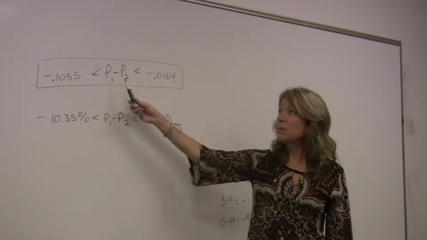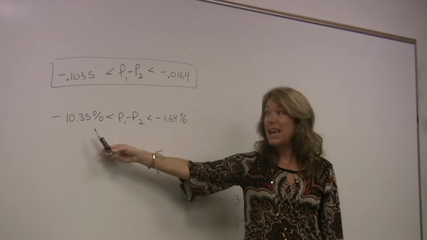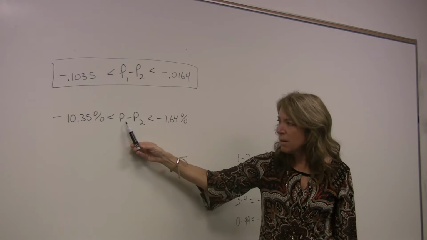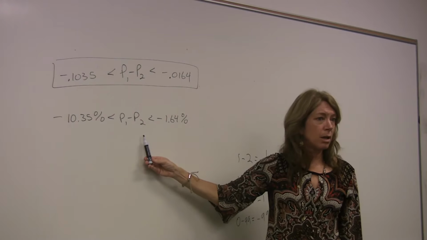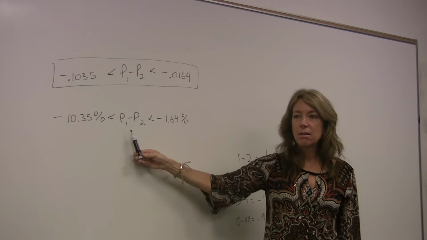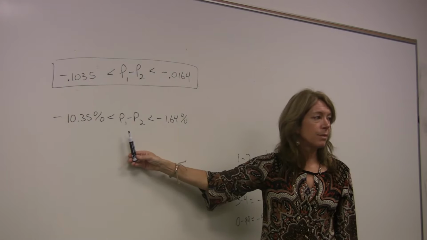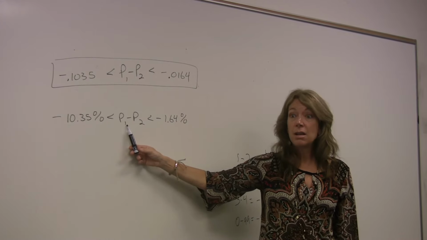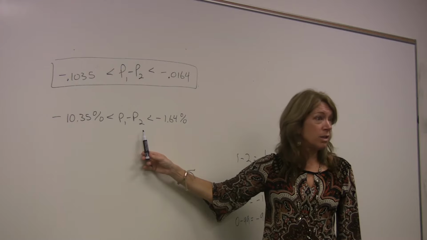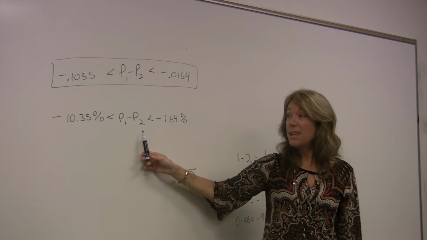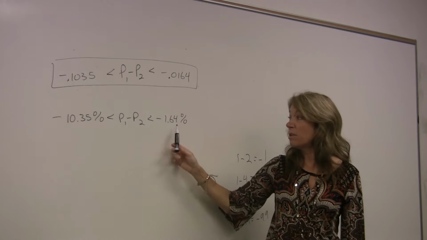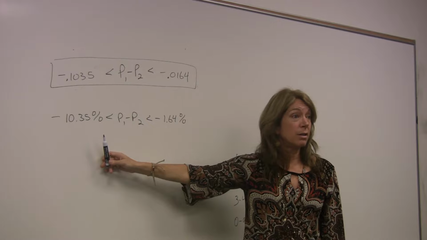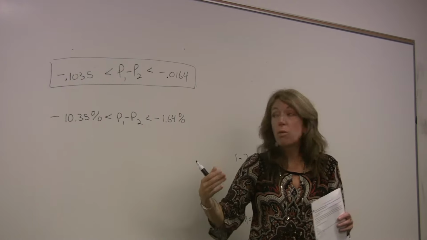So I'm subtracting these proportions, and I'm getting negative answers somewhere between here and here. Which means that this number must have been smaller than that number. What do these numbers represent? The proportion of students who used illegal drugs in '93 must be smaller than the ones who used it in recent years. And this tells me how much smaller: somewhere between 1.64% smaller and 10.35% smaller. That's quite a bit. It's a range though, because we don't know what it is exactly.